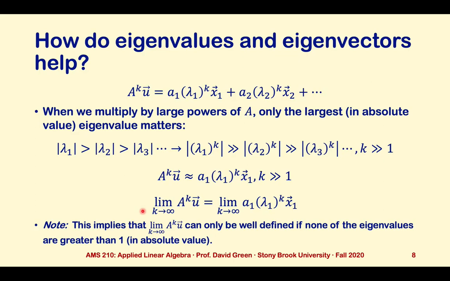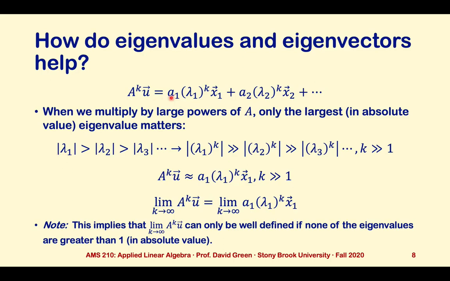What else does the eigenvalue and eigenvector approach give us? Well, if we think about A to the k times u being this sum of linear combinations of lambdas raised to the k times their eigenvectors, when we multiply by large powers of A, so A to the k, where k is a very big number, what's going to happen?